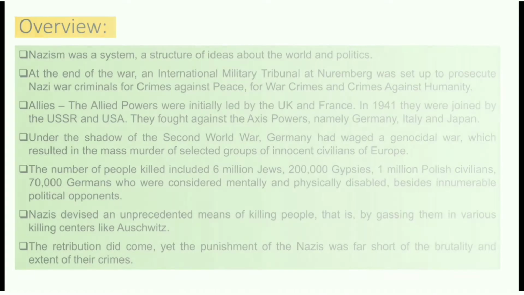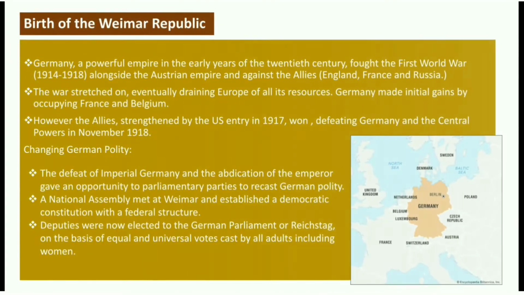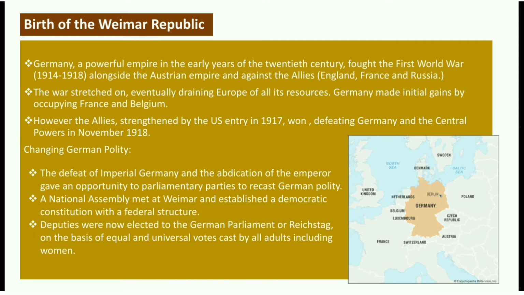Okay, now let us talk about the birth of the Weimar Republic. Germany, a powerful empire in the early years of the 20th century, fought the First World War, that is from 1914 to 1918, alongside the Austrian Empire and against the Allies, which include England, France, and Russia.